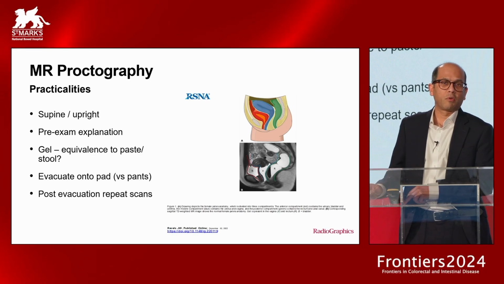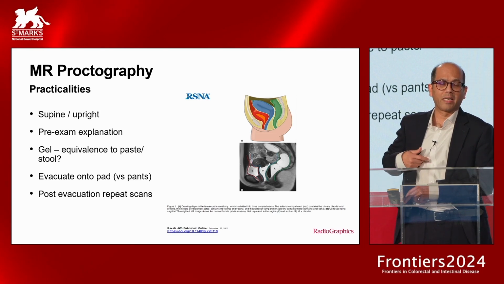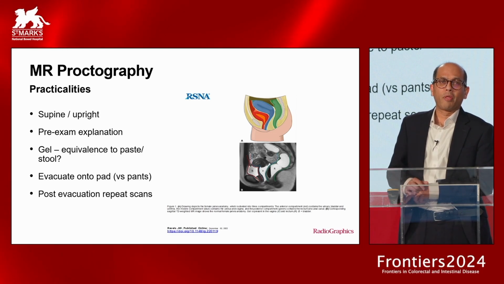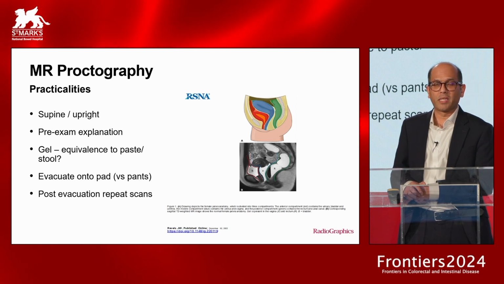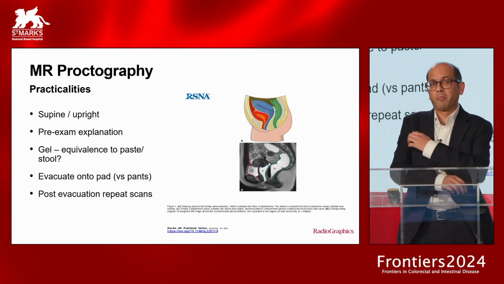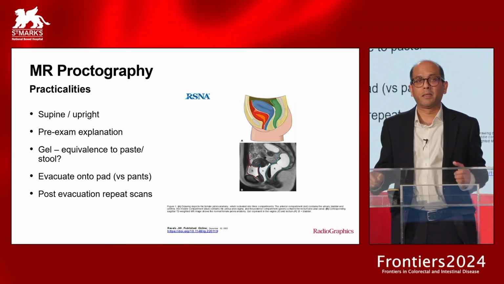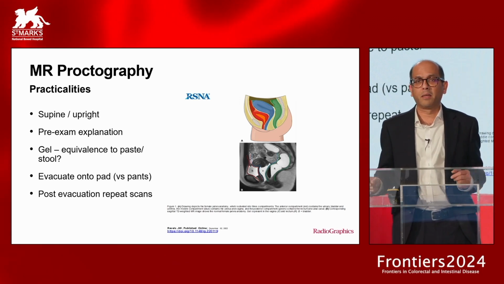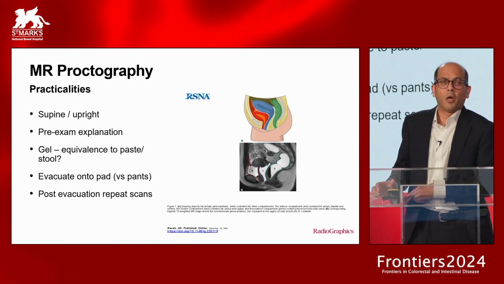So just talking about MR proctography, some of the similar realities or practicalities. Although in theory people can do an upright scan, in reality, certainly in this country, there are very few centres that do it. So effectively, pretty much everyone has it as a supine standard in a standard MRI scanner.